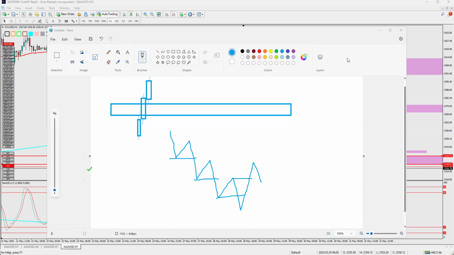Do you have specific currencies to trade, or do you trade all? Mostly I'm trading gold now, but sometimes I trade GBP USD, GBP JPY. I trade all kinds, but mainly major pairs.